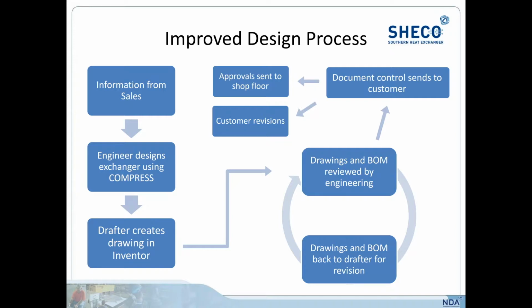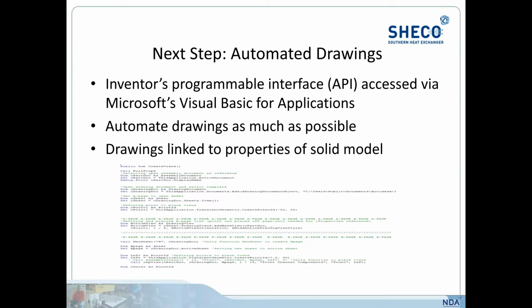So moving on from there, our next step is mainly my portion of this project, which is the automation of the 2D drawings. And this hopefully is to decrease those revisions in that cycle. So we're going to do this through Inventor, which is the CAD software that the company has chosen to use, through its programmable interface, and we're going to do that through Microsoft's Visual Basic, which I'll get to in a minute.